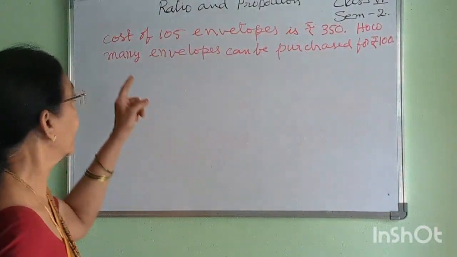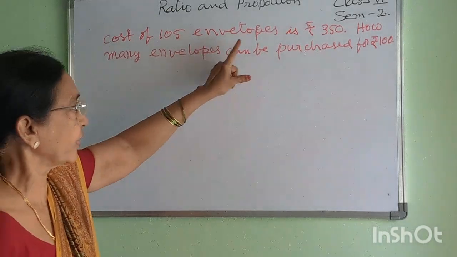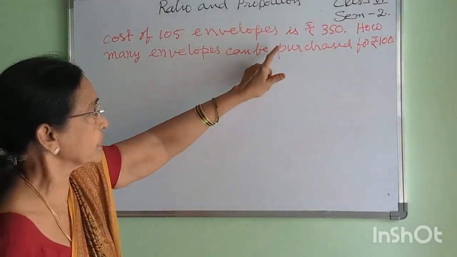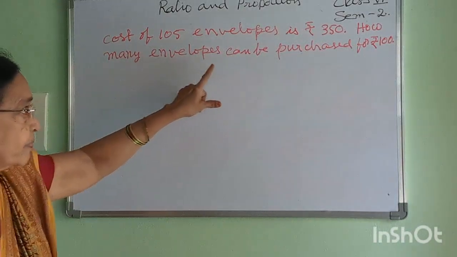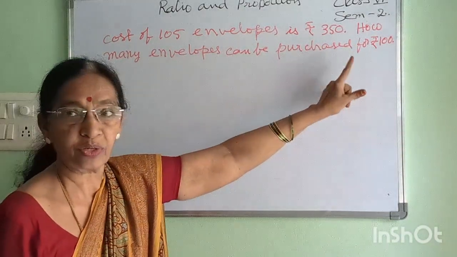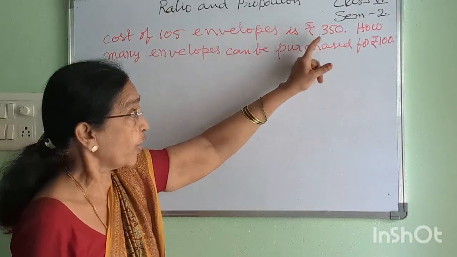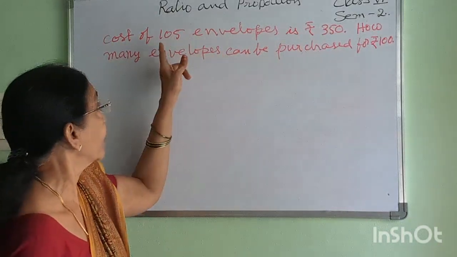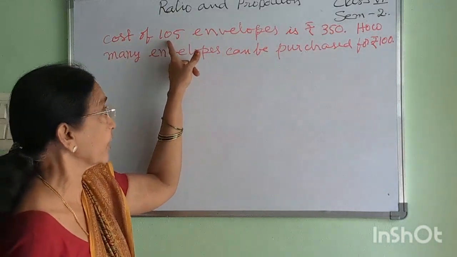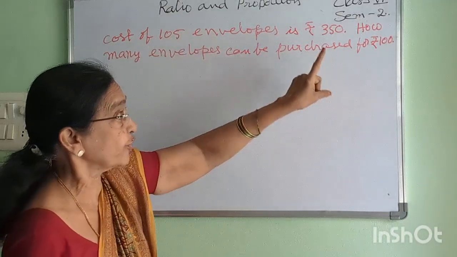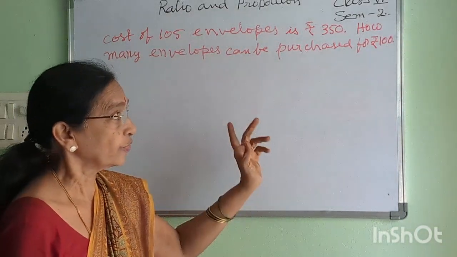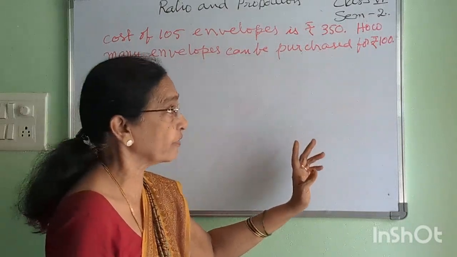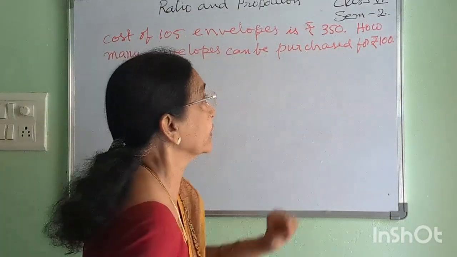Next example, the cost of 105 envelopes is rupees 350. How many envelopes can be purchased for rupees 100? So for rupees 350, we get 105 envelopes. Therefore, we have to find the number of envelopes for 1 rupee. Then we will calculate the number of envelopes we get for rupees 100.